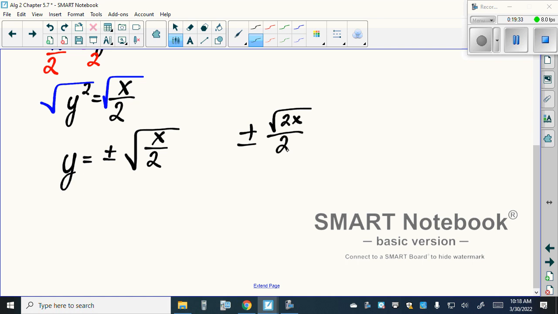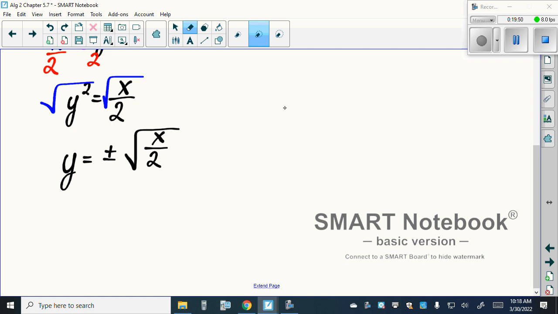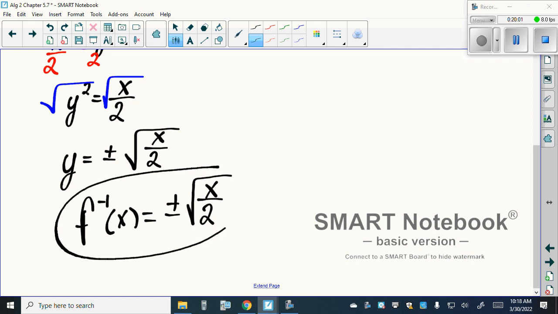Because we'd have to multiply the top and bottom by the square root of 2, which will make the denominator square root of 2 times 2, or square root of 4, which is 2. And it would give us the extra 2 on top. But not so focused on that there. Our last kind of notation is just rewriting y as f inverse of x is equal to plus or minus the square root of x over 2. So that there is our inverse function.